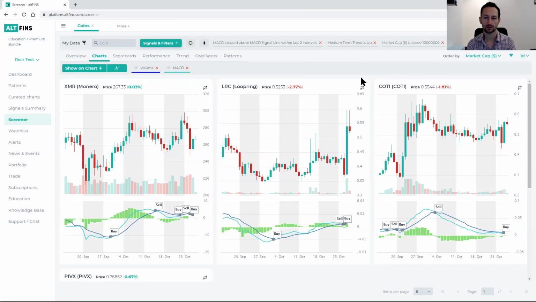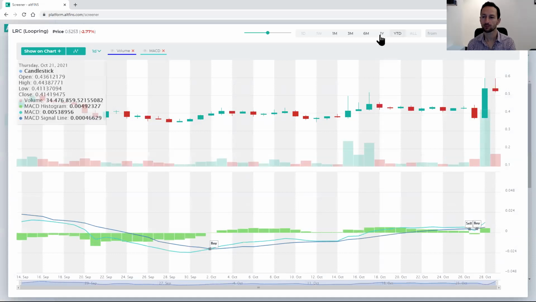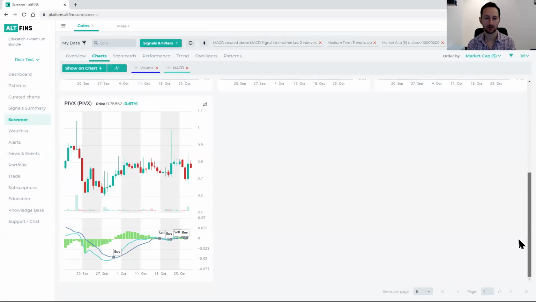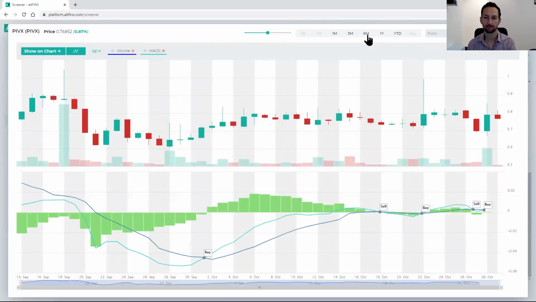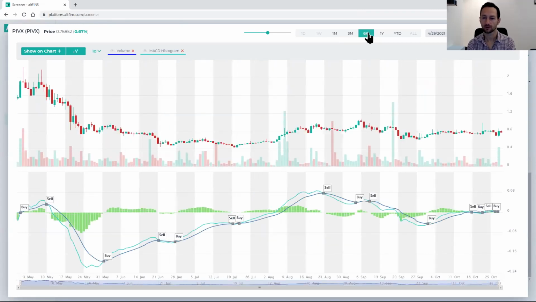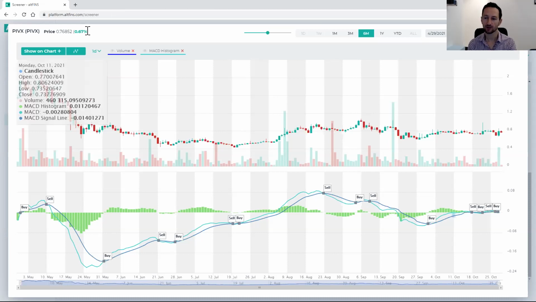Let's see if we find another trade that's interesting. Loopring. Oh, Loopring, we actually just analyzed, right? We said 60 cents is a strong resistance area. What about PIVX? PIVX, boom. This name has been going more or less sideways for a long time. Okay, we just had a buy signal right here, and it looks like there's a resistance level at 80 cents.